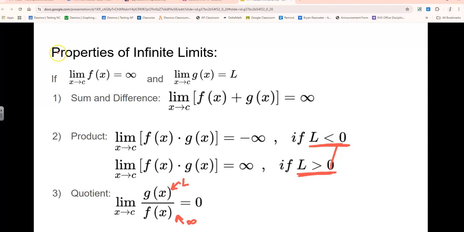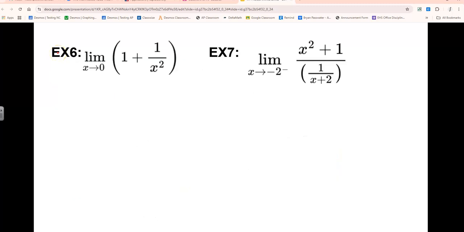Okay, so sometimes whenever you get these problems, you can break them down into different pieces so you don't have to look at the thing as a whole. So for number 6, in my mind, I would be thinking about doing the limit as x approaches 0 of 1 plus the limit as x approaches 0 of 1 over x squared. Now this first part is very easy because the limit as x approaches 0 of 1 is just 1. If we have a constant, it's just that value.